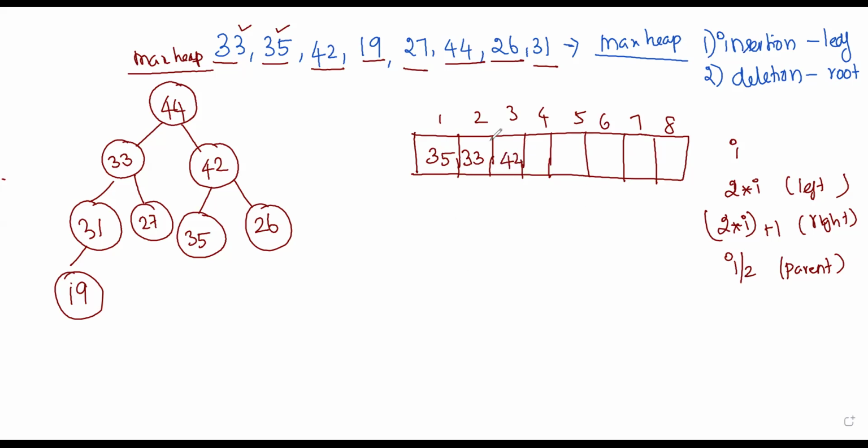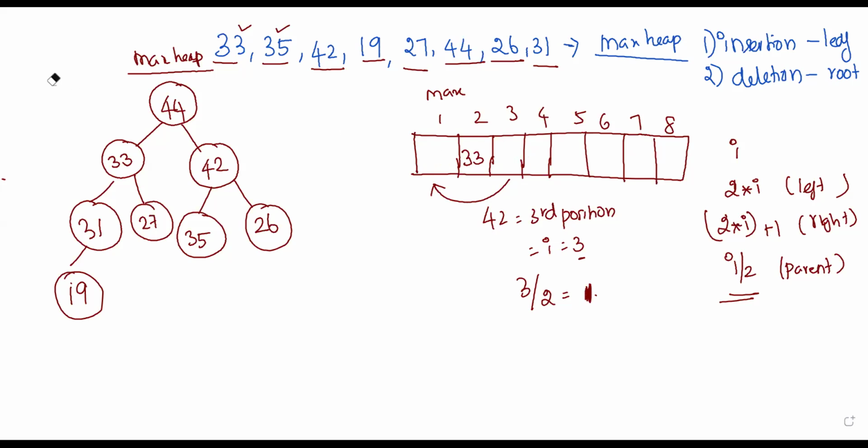Or else I can go in reverse. For 42, I have to check with its parent. 42 is at the third position, so I is equal to 3 now. To find its parent, I have to use this I by 2 formula. 3 by 2 is 1 point something, so you have to take the floor value. So 1 is its parent. The third position element's parent is at 1. So check with its parent. 42 is compared with 35, and since it's a max heap, the parent should have a greater value than its children. So 42 is greater than its parent, so swap it.